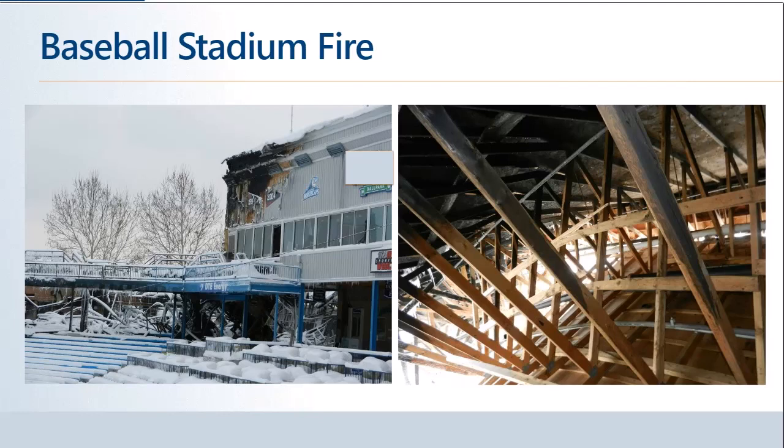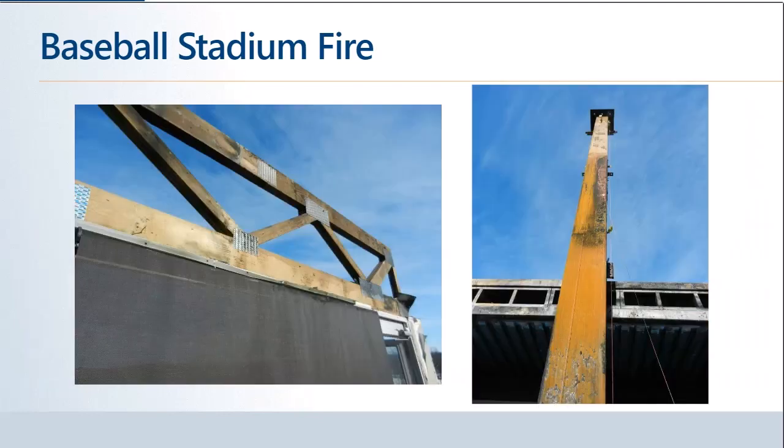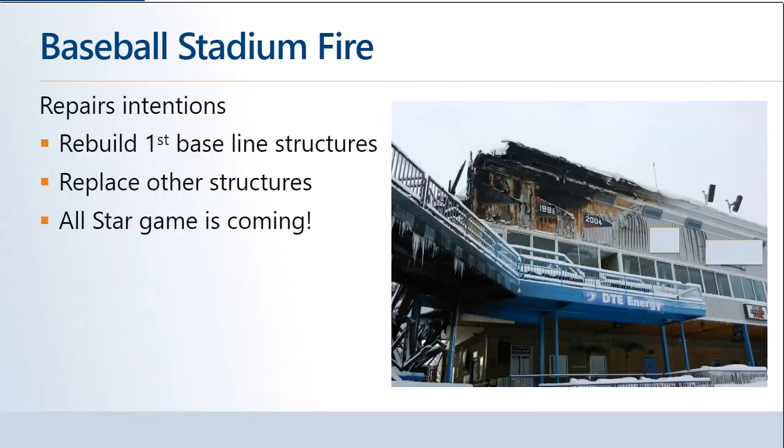So looking around at the rest of it, you can see, even though this is exposed because of some other damage, this truss on the left just has a little bit of smoke staining, nothing structurally concerning. And then the column on the right, there's some paint failures from the flame, but it wasn't hot enough to displace the steel or anything like that. So all in all, we're expecting to be able to put things back the way that they were. So our intentions are repair, as we've been talking about today. So we're going to rebuild and repair the first baseline structures, replace some of the other auxiliary structures that were destroyed in the process.